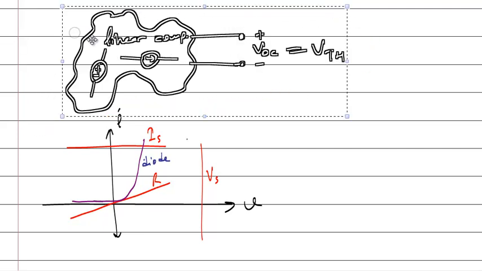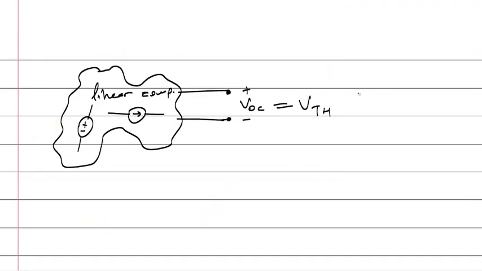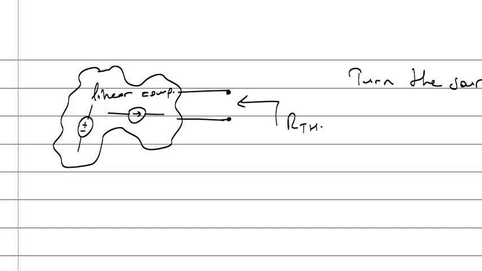And then you have to calculate the Thevenin resistance too. You will look at the resistance between these two cables, but you have to turn the sources off when looking at the resistance. So voltage sources will be 0 volts, current sources will be 0 amps, and then you measure the resistance.